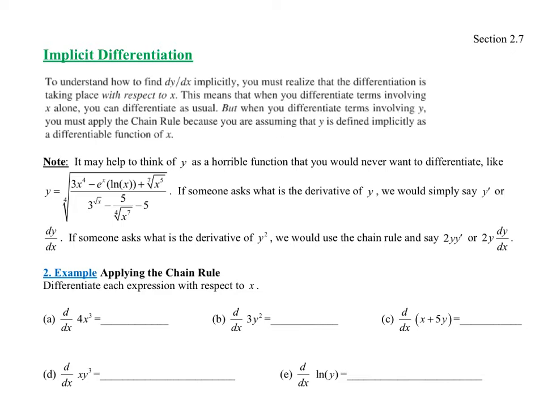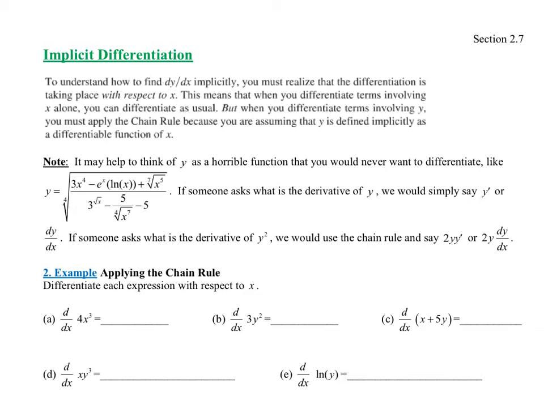Because if I said, what's the derivative of that? Technically, you could find the derivative of that. Now, it might take you multiple days, and you might make multiple errors in finding the derivative of that, but technically, you should be able to find it. But if someone says, what's the derivative of that? I want you to simply say y prime. Now, the book, again, uses dy dx. I use y prime, just because of my lazy notation.